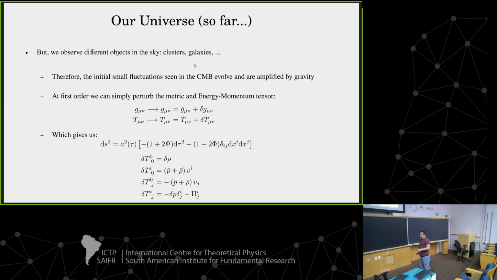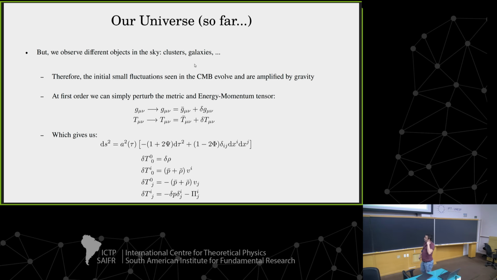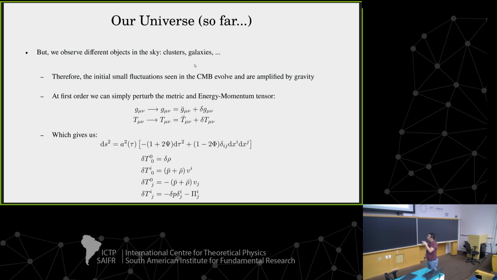We observe different things in the universe. So when we look up, we just don't see a homogeneous and isotropic thing in the sky. We observe structure, we observe galaxies, clusters, stuff like that. And the basic principle that we start with to describe these things is that at first order, we can simply perturb the metric tensor and also the energy content.